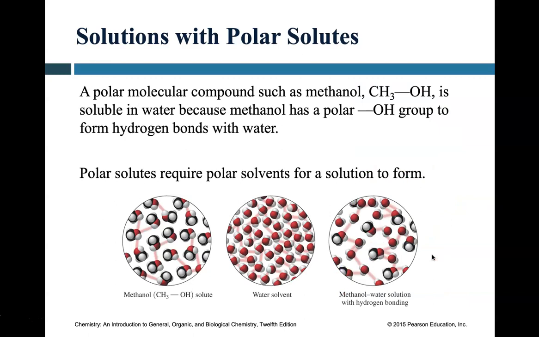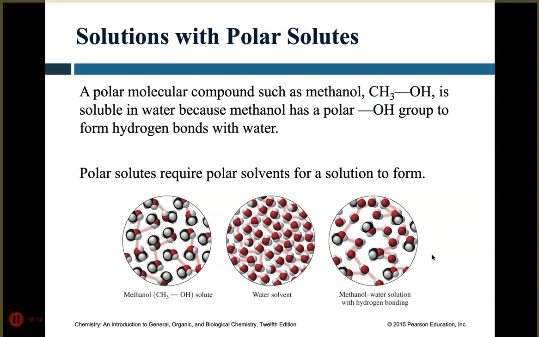So what happens if we mix two liquids together? The last example was mixing a solid sodium chloride with a liquid water. So what we have here is a polar molecule such as methanol, and that's what we can see here, methanol. CH3OH is soluble in water because methanol has a polar bond, an OH group. We know it has a hydrogen bond donor and a hydrogen bond acceptor, so we're in good shape. And it can hydrogen bond with water.